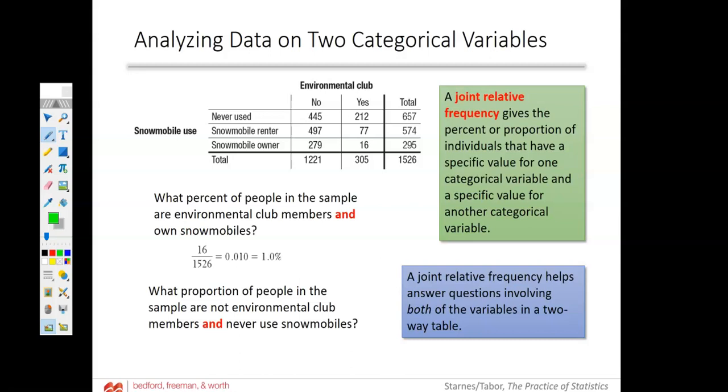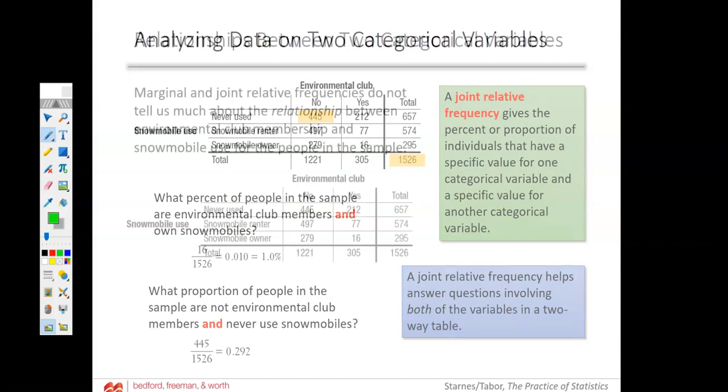What proportion of folks in the sample are not in the environmental club and have never used a snowmobile? So that would be, let's see, they are not environmental club members, so that's okay. And then never use, that'd be 445 over 1,526, or 29.2%.